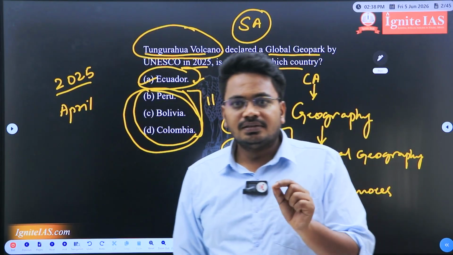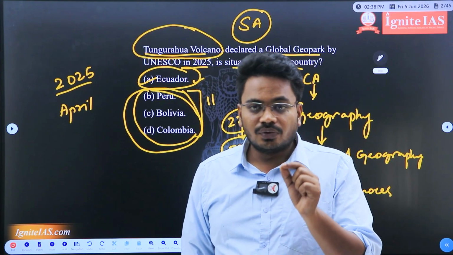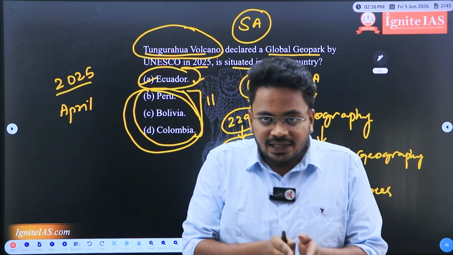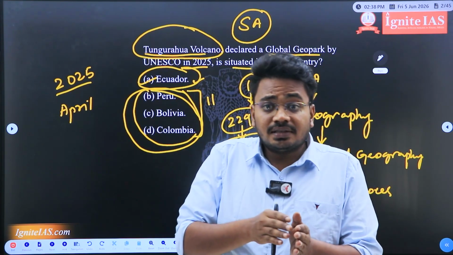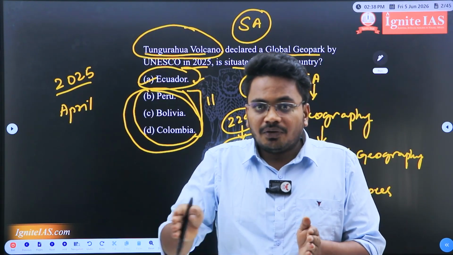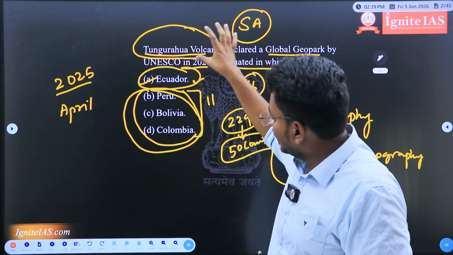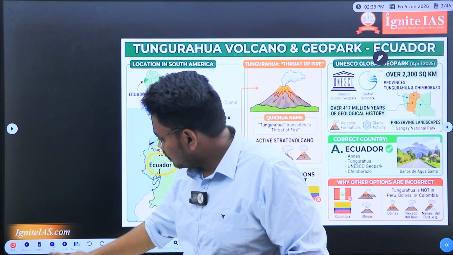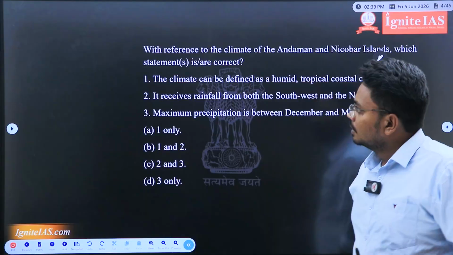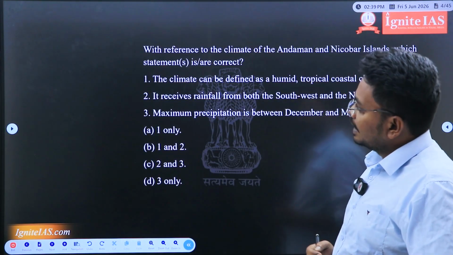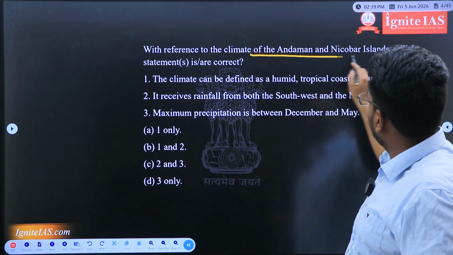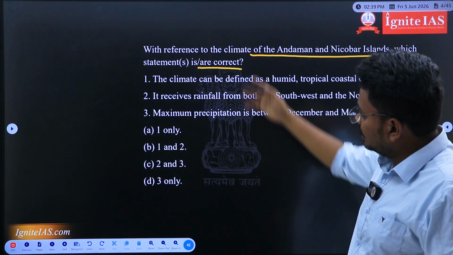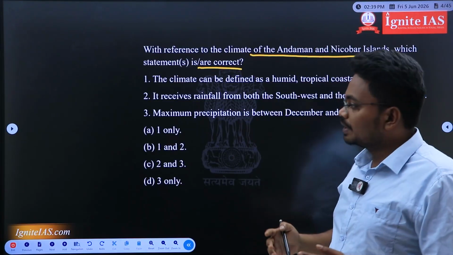The point here is, this is not that tough a question. This is one of the simplest questions, right? The people who follow the static portion along with the dynamic portion, that is the current affairs, in a proper way will obviously get these questions right in the exam. Now the second question says, with reference to the climate of Andaman and Nicobar Islands, which statements are correct? Here he has given three statements. Let us try to read these three statements.